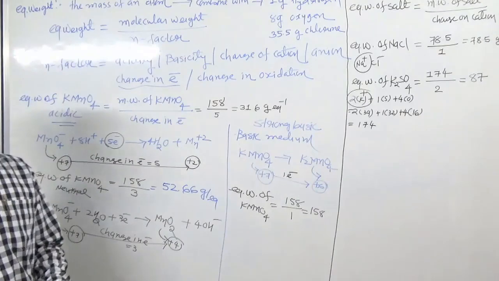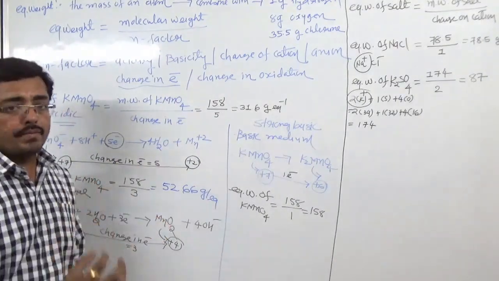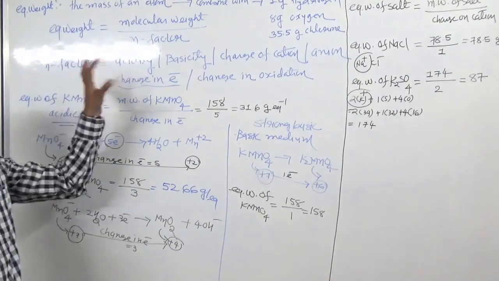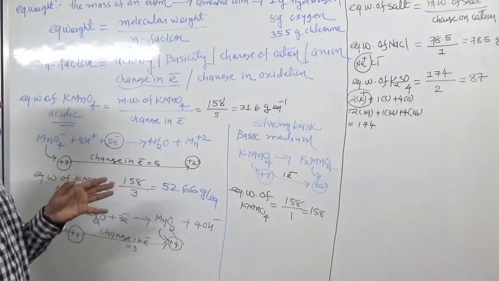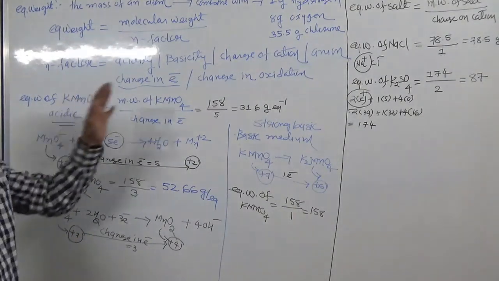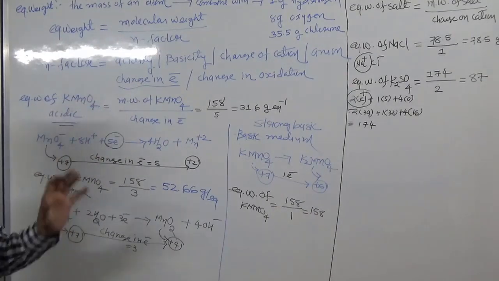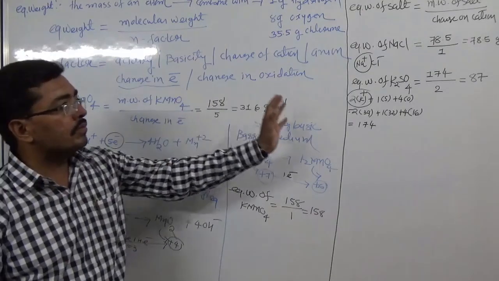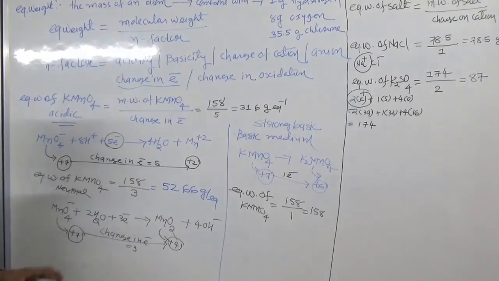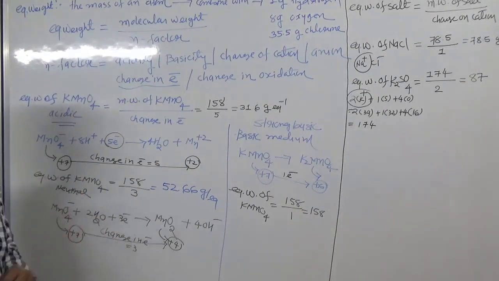Now you have to study that equivalent weight can be found using different formulas: molecular weight divided by the n factor. The n factor depends on the substance. If we have taken an acid, then we use basicity. If we have a base, then we use acidity. If we have a salt, then we use the charge on the cation or the charge on the anion. For a compound, we use change in electron or change in oxidation number.